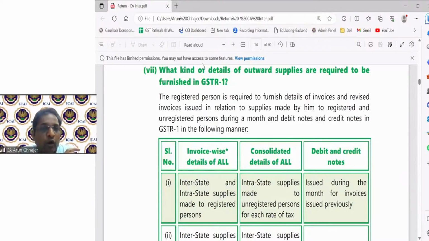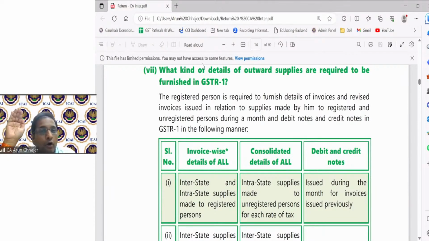If there is any mistake in the details you have filled, let's say GST number, invoice number, invoice date, tax rate, place of supply, amount, any mistake, can you rectify it by filing the revised return? No, sir. There is no option to file the revised return. So how to do it? You have the option to amend in the subsequent return.